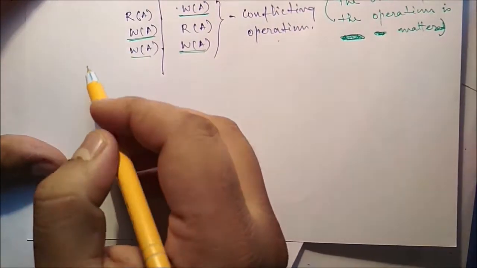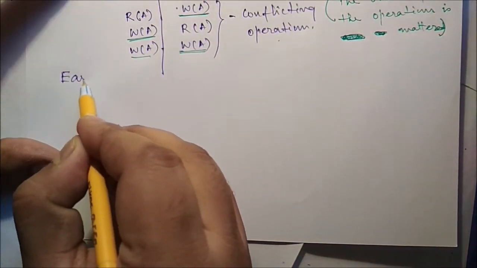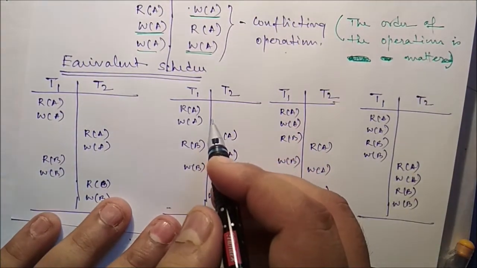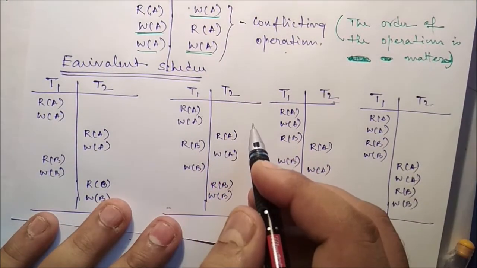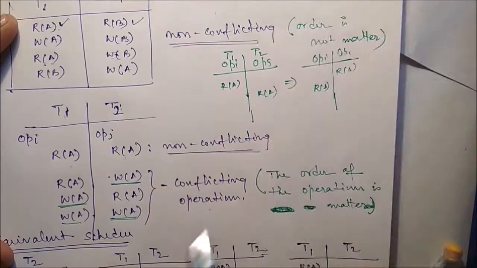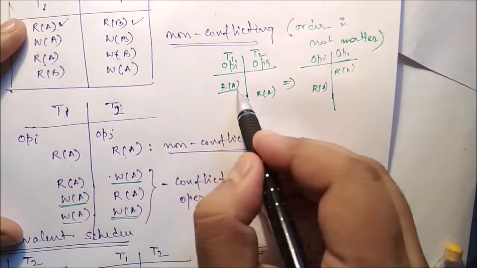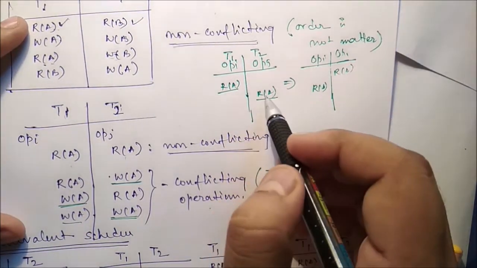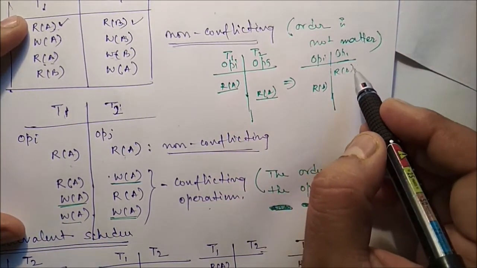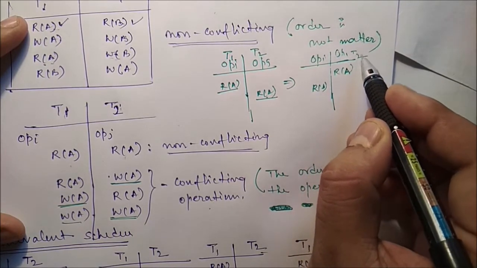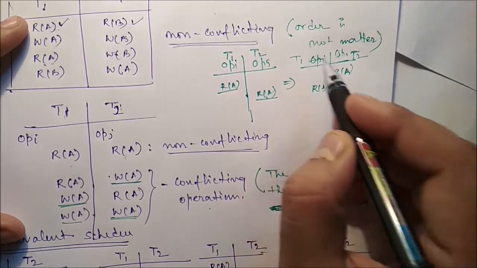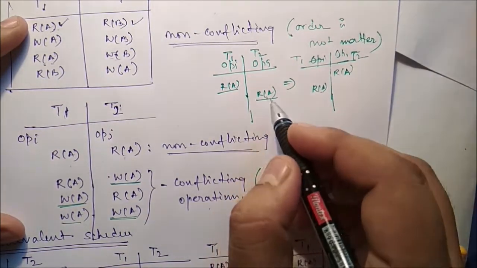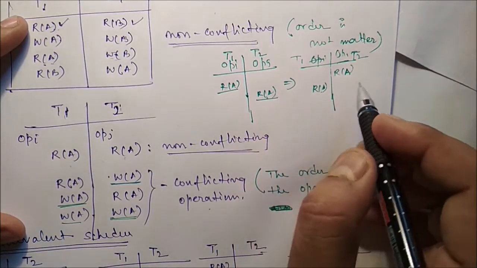Next we see equivalent schedule. In an equivalent schedule, if operation I and operation J do not conflict, then we can swap the order. Say two transactions are there, operation 1 and operation 2, and both are non-conflicting. That means we can swap them. So we can execute this one for transaction 2 first, and then read A for transaction 1. If it is a different variable, then it's no issue.